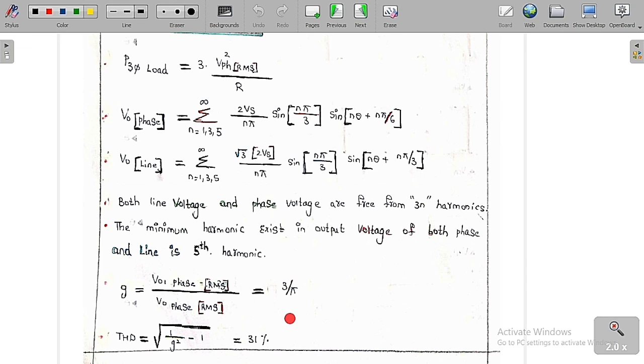So in this 120 degree mode of operation, what you need to remember is that in both the phase voltages and also the line voltages, all the odd 3n harmonics are going to be absent. Whereas for the 180 degree mode of operation, only in the line voltage can we say that these odd 3n harmonics are absent, but not for the phase voltages.